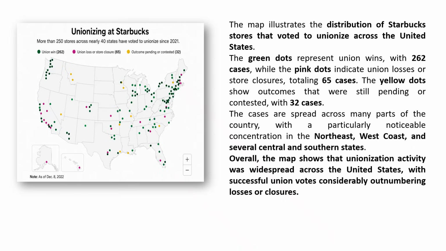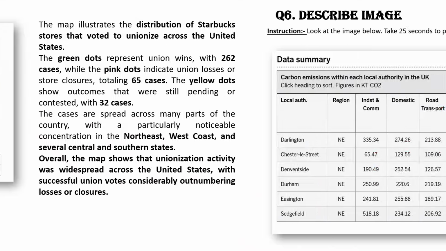The cases are spread across many parts of the country, with a particularly noticeable concentration in the Northeast, West Coast, and several central and southern states. Overall, the map shows that unionization activity was widespread across the United States, with successful union votes considerably outnumbering losses or closures.